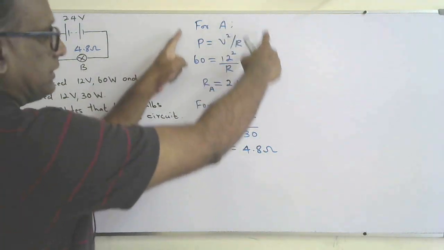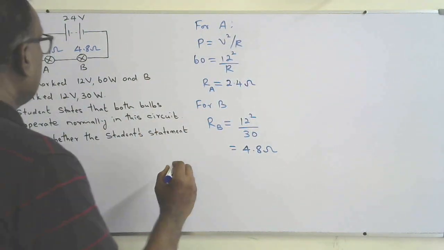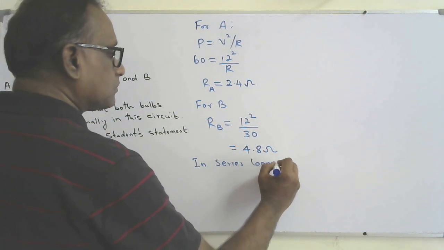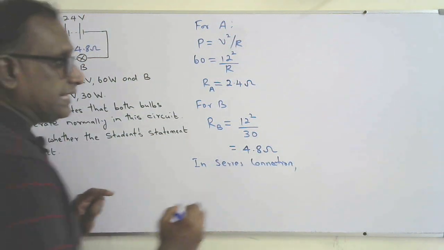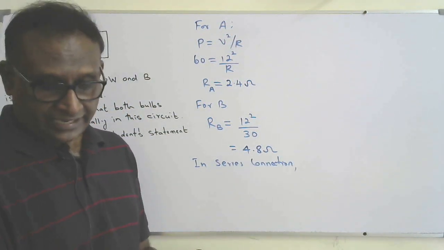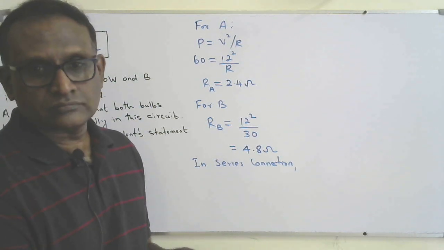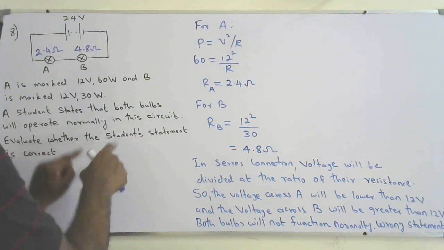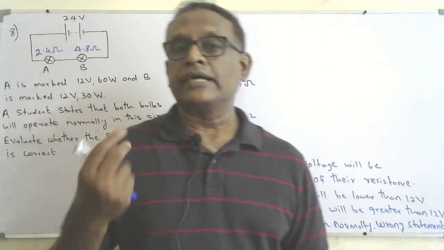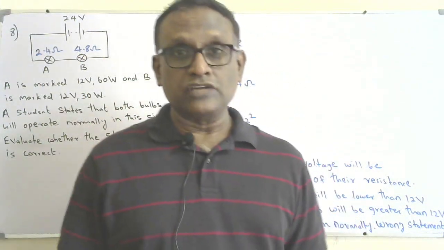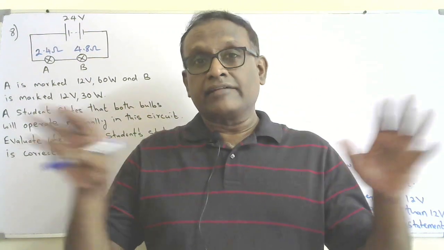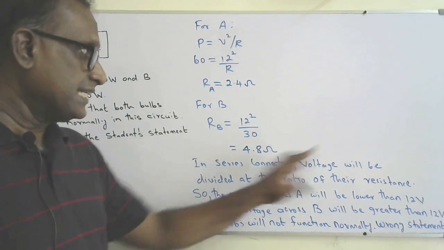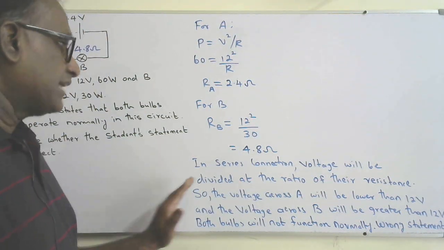The answer should include these calculations. Then you should say in series connection, voltage will be divided at the ratio of their resistance. So you can give the answer like this. Better do a calculation because they are asking to evaluate whether the statement is correct. So you need to give some mathematical evidence because they have given the total voltage and how the bulbs are rated. So find the resistance. Then you should explain that the connection is series, so the voltage will be divided at the ratio of their resistance.